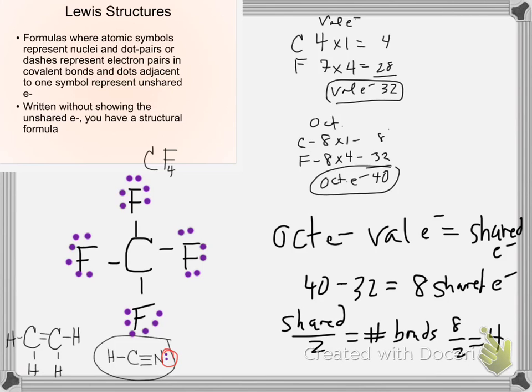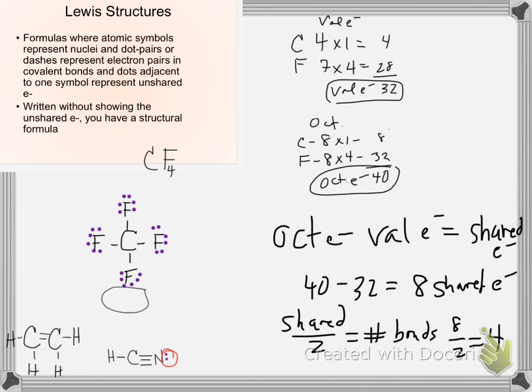How many did they come in with? Why are you counting to 6? They came in with 7, right? Where's the other one they came in with? It's being shared right there with 1 from carbon. I've just replaced those with a single line. That's the Lewis structure for carbon tetrafluoride.